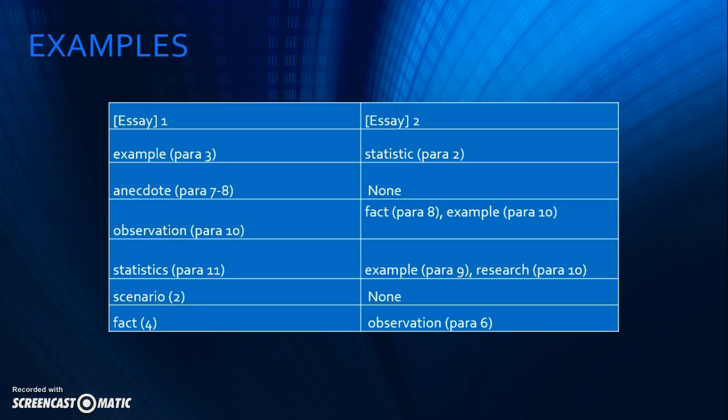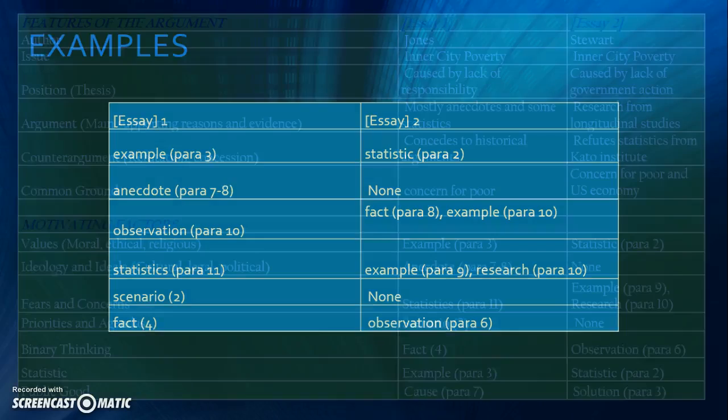If you recall from the earlier part, this is what essay 1 and essay 2 might look like. So we have listed example, paragraph 3. The writer from essay 1 is making an argument using an example in paragraph 3. From essay 2, they're using a statistic from paragraph 2. You can see how this is all lined up here. There may be examples where there is no argument being made from one essay to the other. In that case, you would just write none. There may be more than one argument being made. That's fine. List those also, how those arguments are being made and where you can locate them.